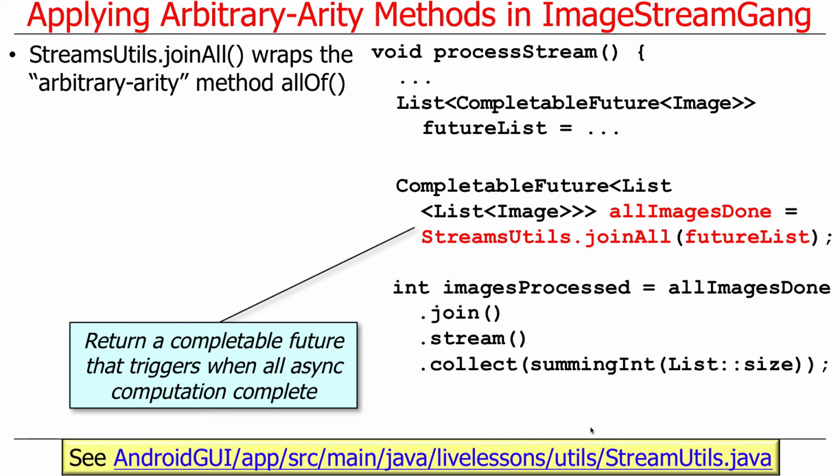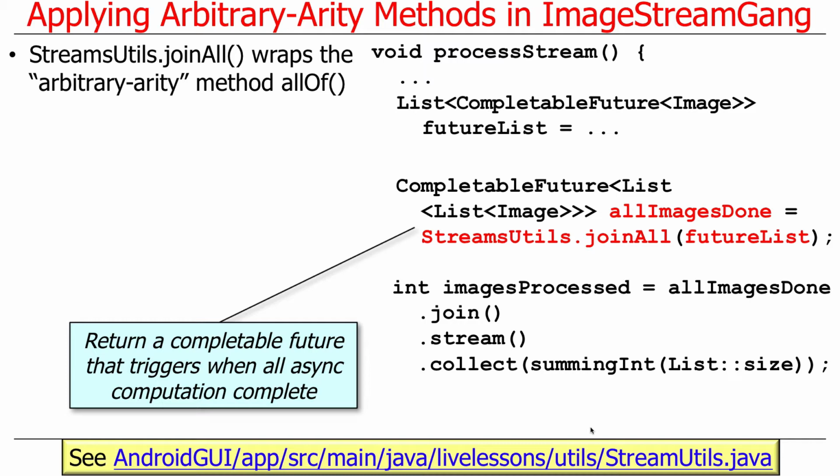And what we're going to do is use something called streamutils.joinAll, which is this little helper class I wrote, in order to take this list of futures, list of completable futures to images, and convert it to a completable future to a list of lists of images. And once we end up with this completable future that can be used to wait for everybody, then we simply join on that single completable future. So that'll actually finally block, right? Everything up to this point has been non-blocking.